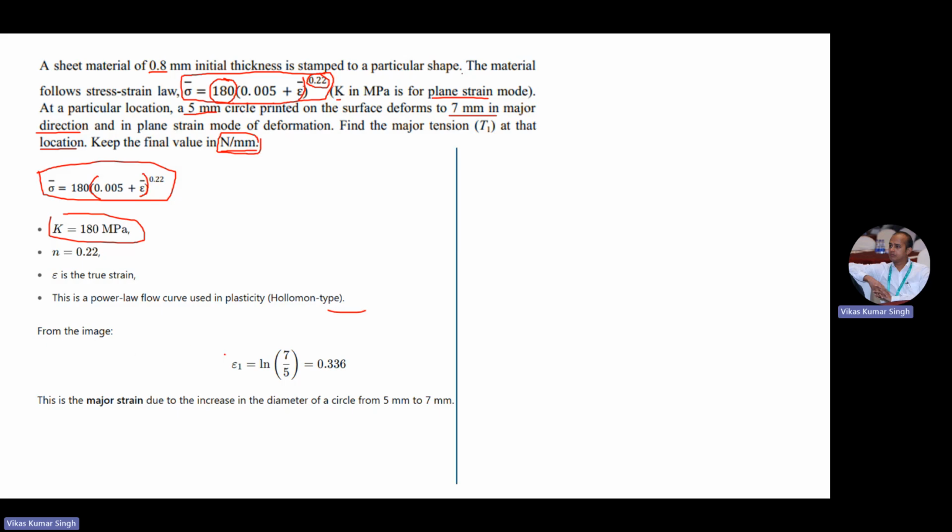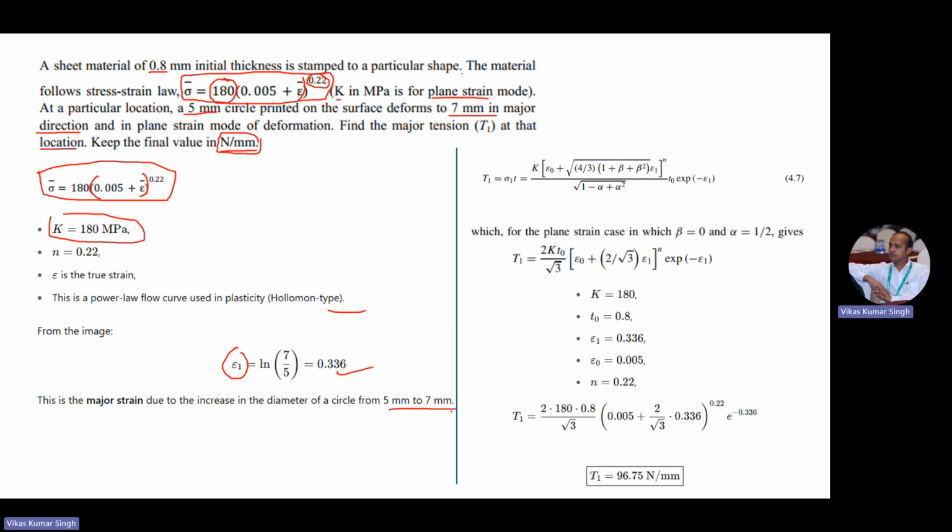So what is the strain here? The final surface deformation is given as 7 mm and initial is given as 5 mm. So we can find out the strain. That strain value is 0.336, but this is not the effective strain. Whatever we are calculating is the true strain. This is the major strain due to the increase in the diameter of the circle from 5 to 7. Next we have to find out the traction.